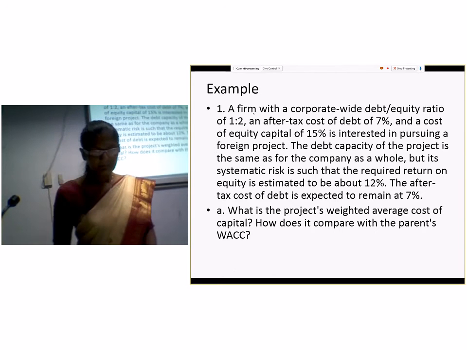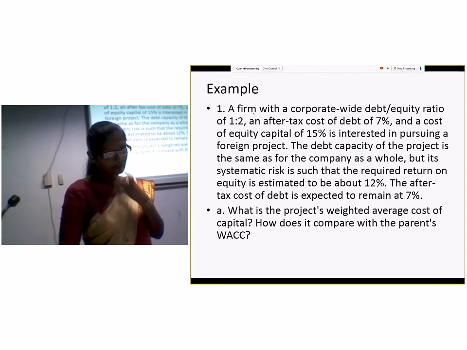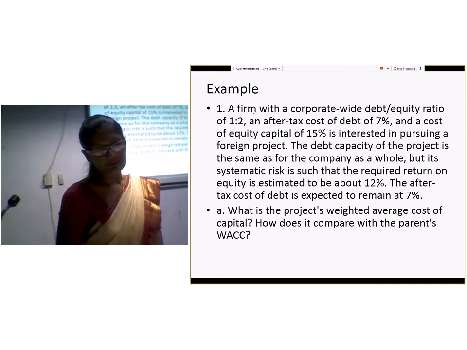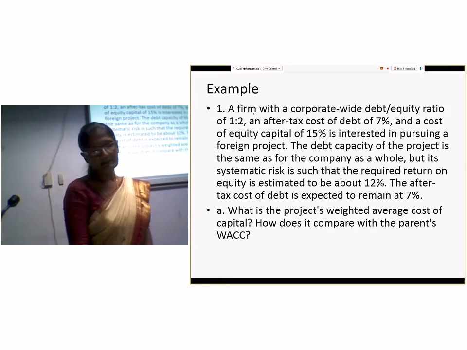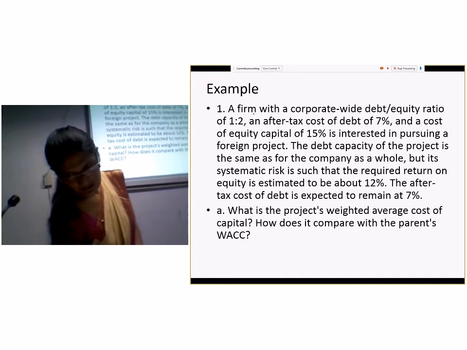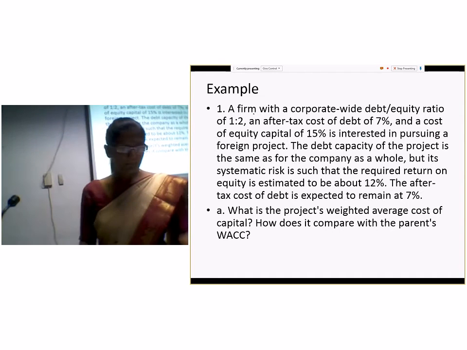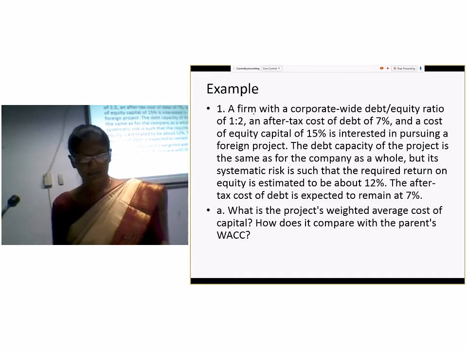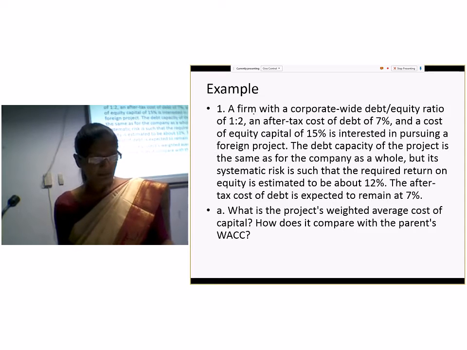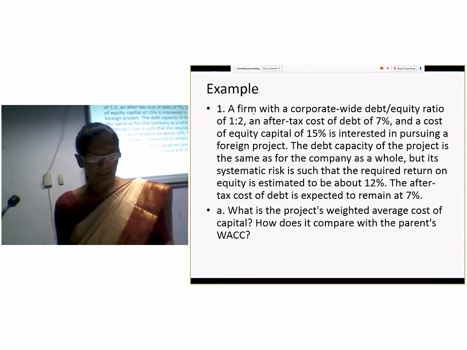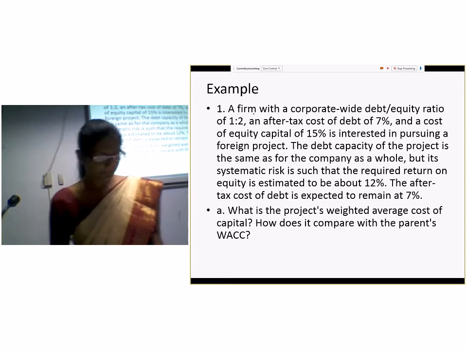Right, shall we do this example? A firm with a corporate-wide debt-to-equity ratio of 1.2, an after-tax cost of debt of 7%, and a cost of equity capital of 15% is interested in pursuing a foreign project. The debt capacity of the project is the same as for the company as a whole, but its systematic risk is such that the required return on equity is estimated to be about 12%. The after-tax cost of debt is expected to remain at 7%, right?